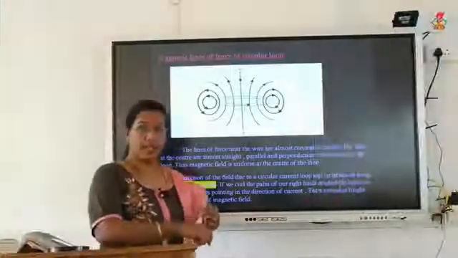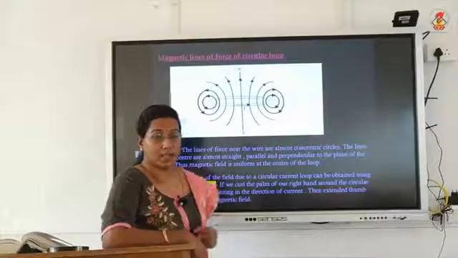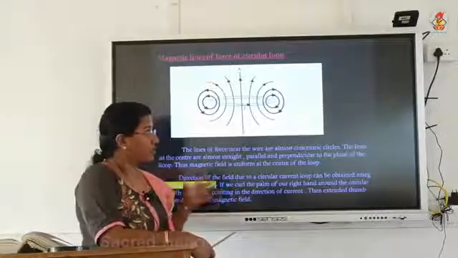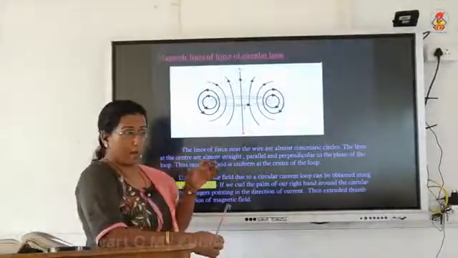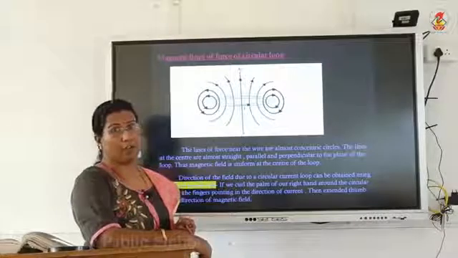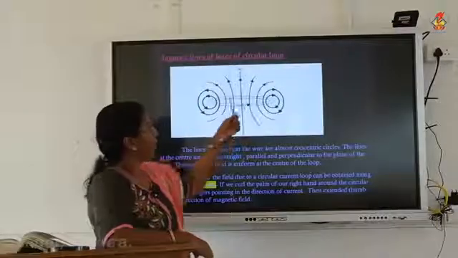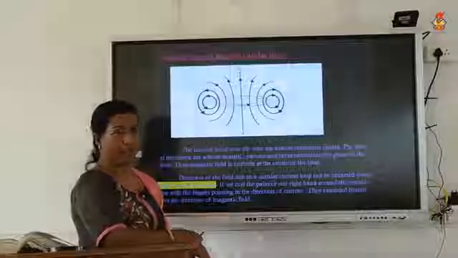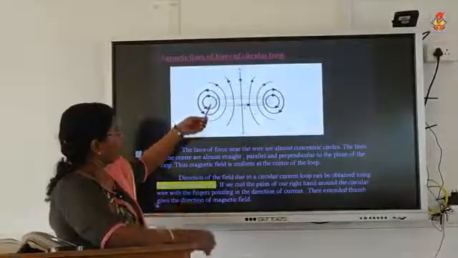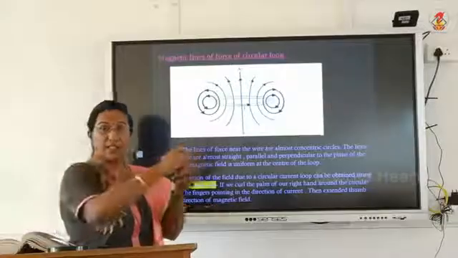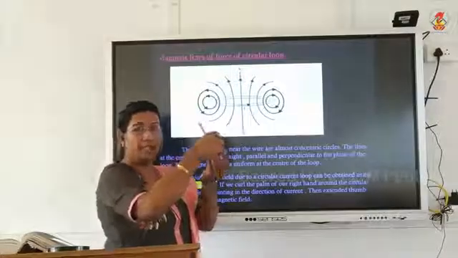Okay, students, in the previous class we discussed the magnetic field along the axis of a circular coil. Now we are going to see the pattern of magnetic field around a circular loop. Imagine you have a circular loop, and through this loop a current I is flowing. If you look at the portion close to the wire, the pattern of magnetic field will be concentric circles. Near the wire you will get concentric circles.